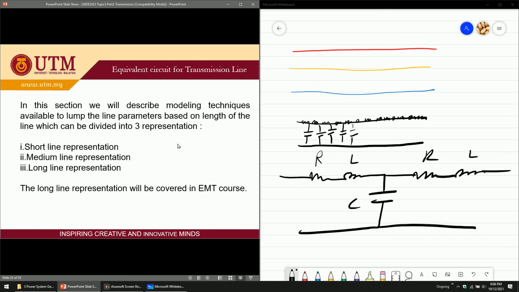The longer the line, the more complicated the model is, because you have to consider all the parameters. The parameters have a larger effect compared to the short line.